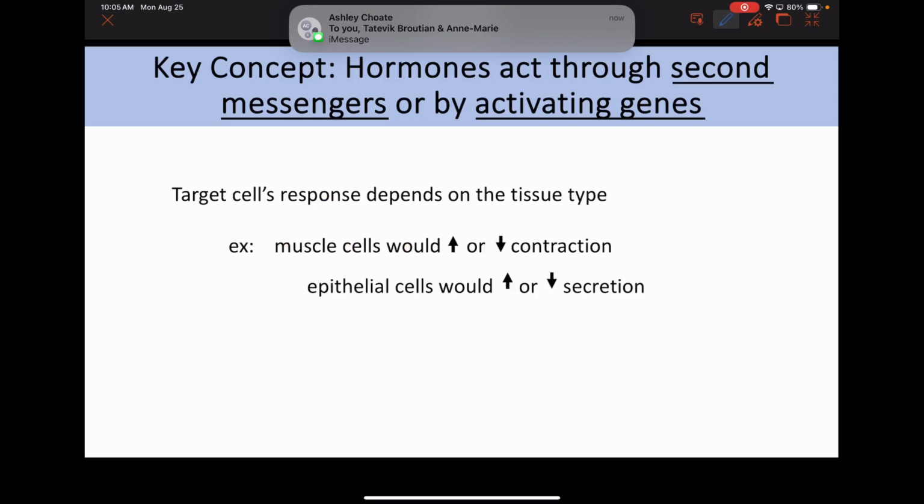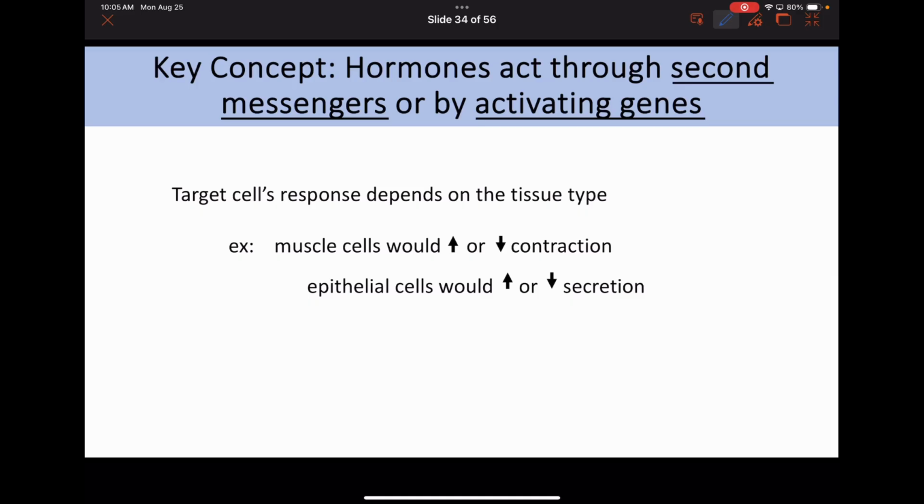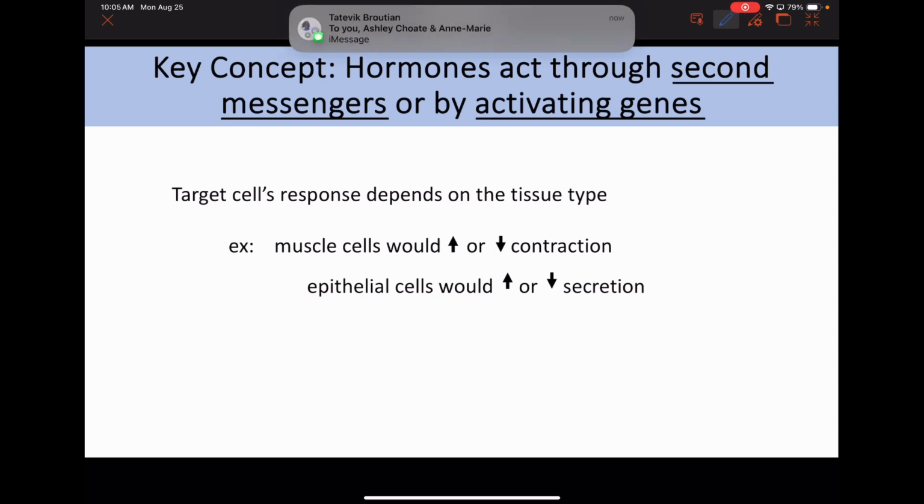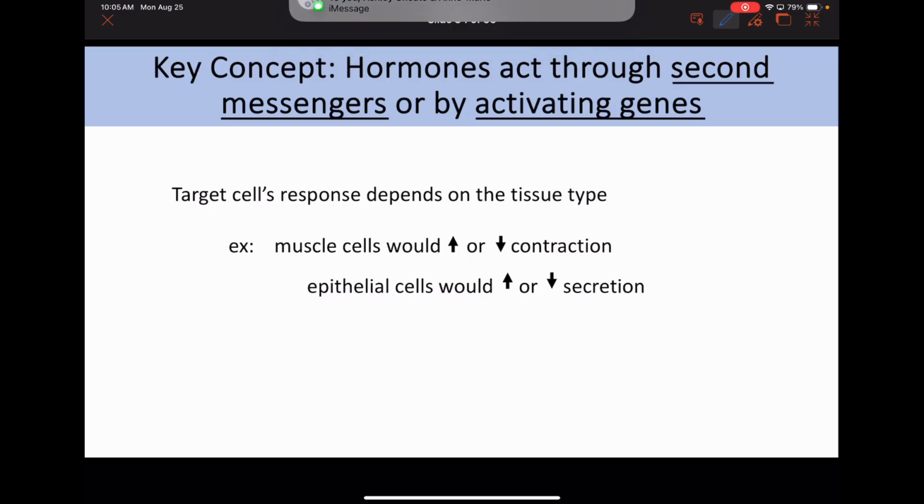All right. So a target cell's response is going to depend on the tissue type. Okay? Muscle cells can only contract, glands can only secrete, so it's all going to depend on what that tissue type or cell type is. So muscle cells, if they are the target, are just going to increase or decrease the amount of contraction that's happening. If it's an epithelial cell that's being targeted, it's going to increase or decrease the amount of secretion that's happening. It's all going to depend on what that particular cell or organ is.